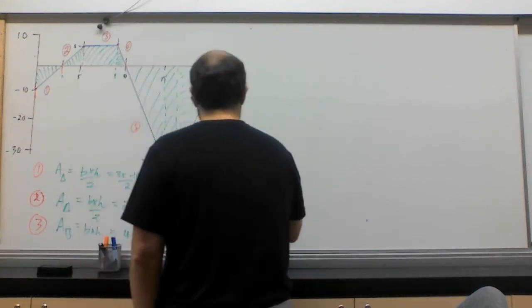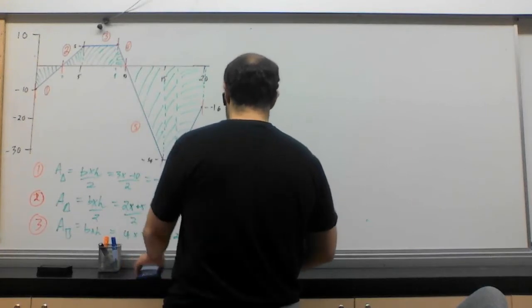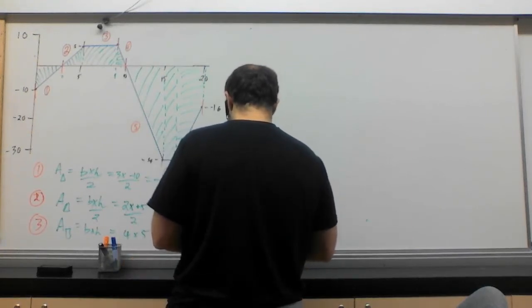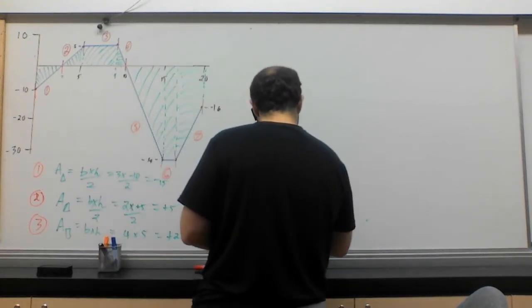5 is going to be 5 because it's 15 minus 10. Times negative 34, all divided by 2. That one's going to be a little bit bigger, so quick calculation here just to make sure I get it right. We're going to get 85. Pretty big number.